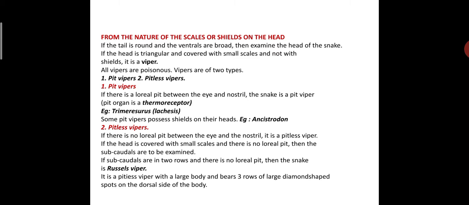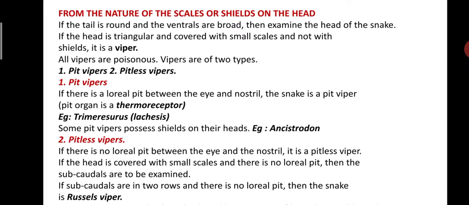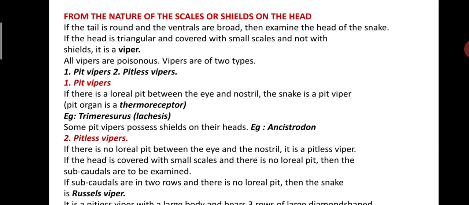Next, look at the nature of the scales or shield on the head. Scales or shield on the head are very important, so the head part has to be noted. If the tail is round and the ventral is broad, then examine the head of the snake. So if the tail is round and the ventral is broad, then we have to go to the next thing, the head of the snake.